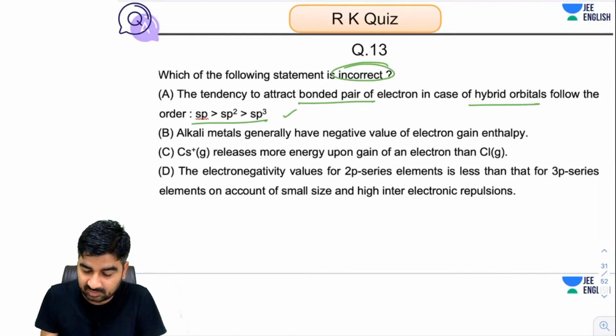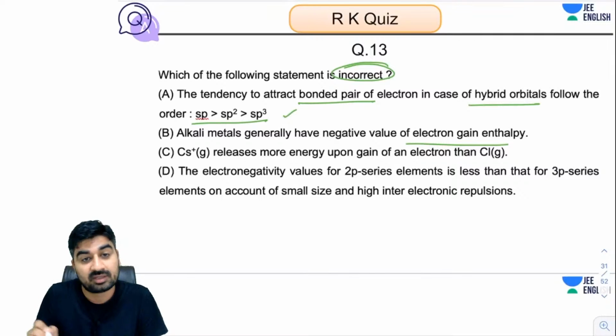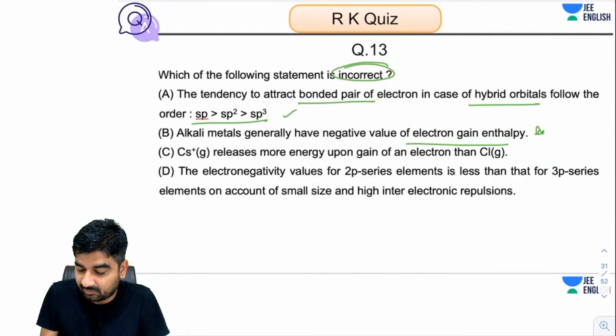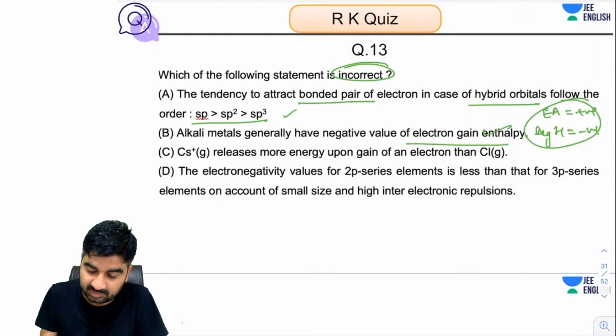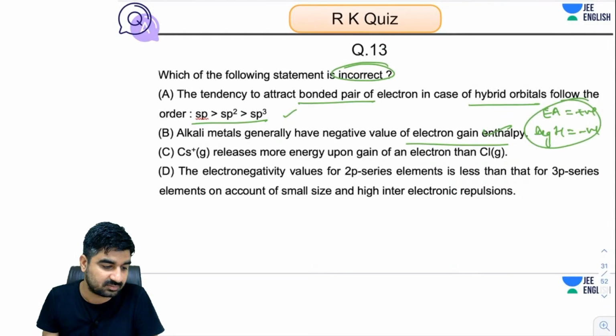Alkali metal generally have negative value of electron gain enthalpy. Yes, because they have negative value of electron gain enthalpy, that's why they have electron affinity positive. We discussed in yesterday's class. So it is correct, but it will not be our option.